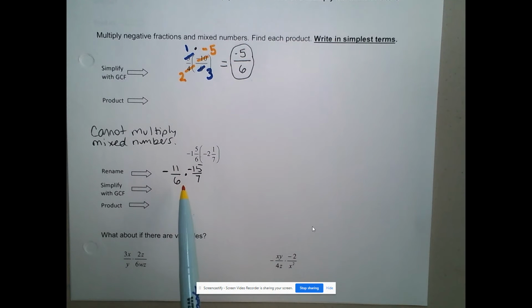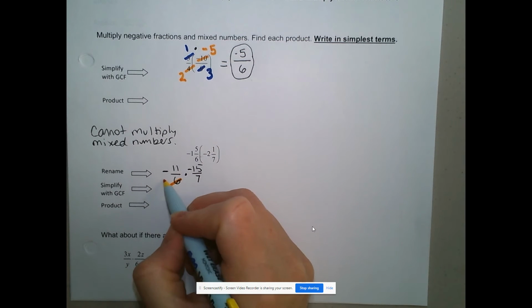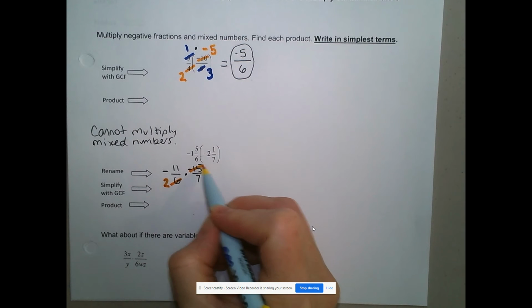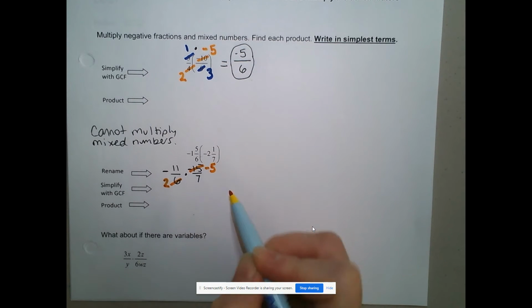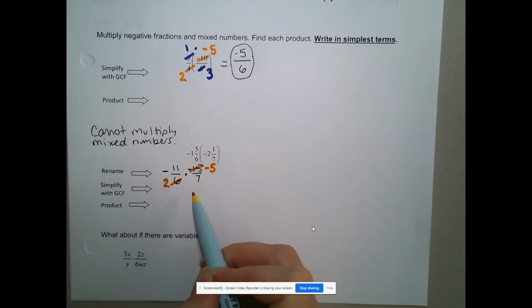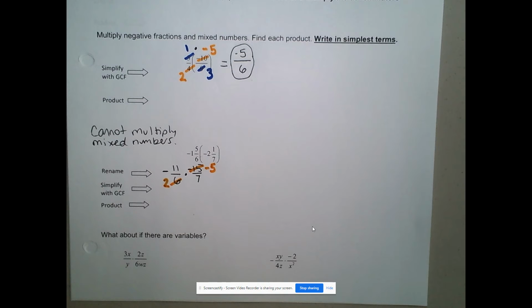I don't see anything with the 11 and the 6, but I do notice that 6 and negative 15 can both be divided by 3. So 6 divided by 3 is 2. Negative 15 divided by 3 is negative 5. And that's it.